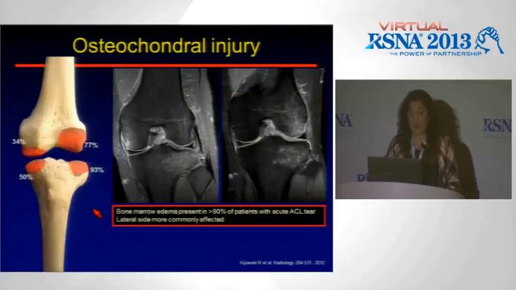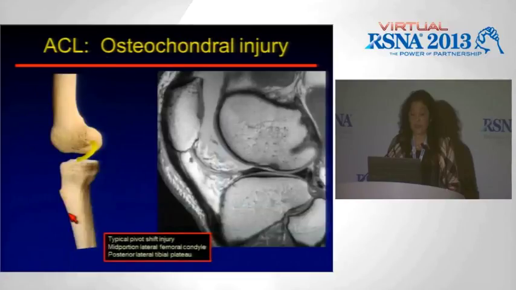The other problems that we get are a variety of osteochondral abnormalities. You can see that they're most commonly seen at the lateral side of the joint, with tibia a little bit more common than with the femur. So that's another very helpful finding that you're going to see related to that pivot shift mechanism that I mentioned earlier.